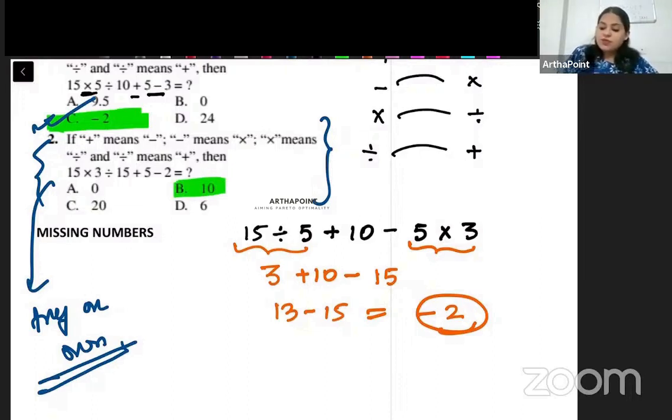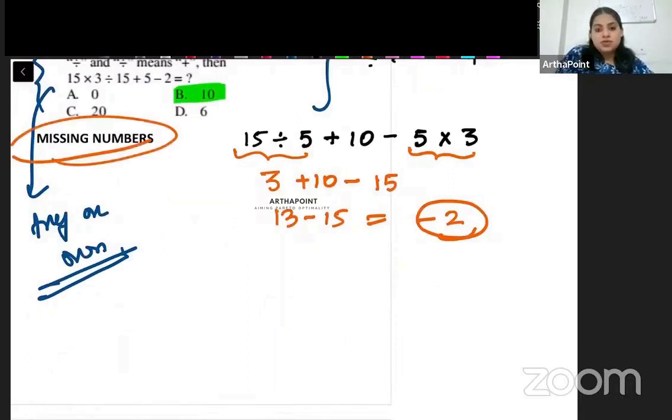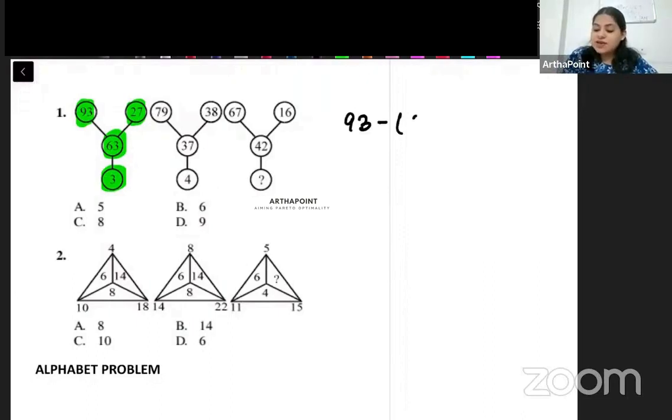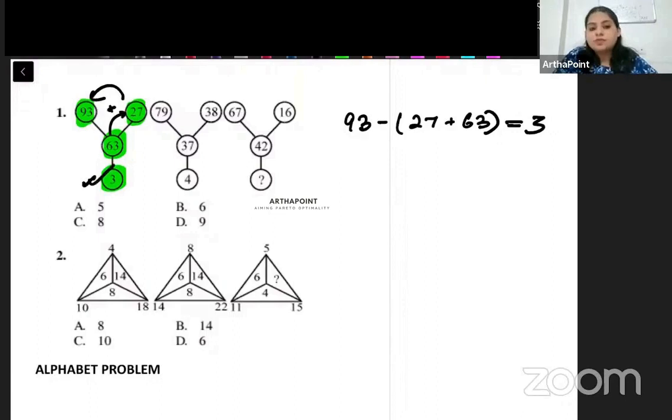Okay, now come to the next type of question, beta. This is called missing numbers. So when we talk about missing numbers, you have to go ahead and fill the missing number. Let's look at the first one. So look once, beta: here 93 is there, here 27, here 63 and here 3. If you try to look at the pattern, try to understand the pattern a little. You will find that 93 minus 27 plus 63 is giving you 3. You add these two and subtract it from this. You will get this number.